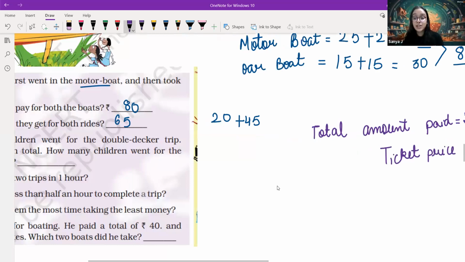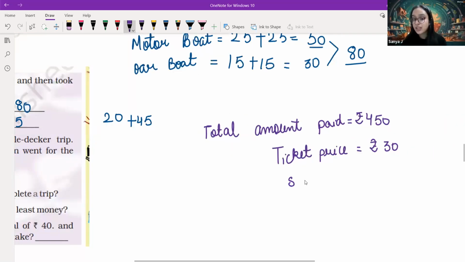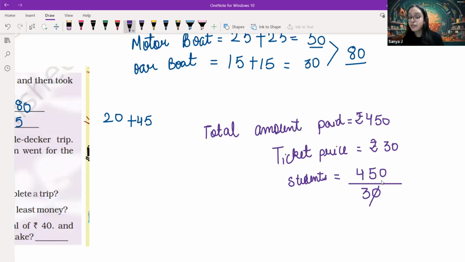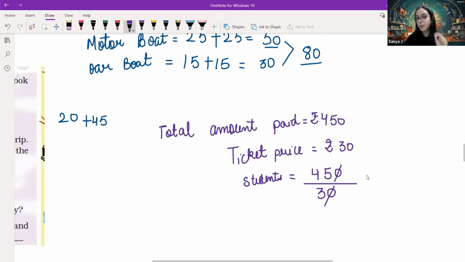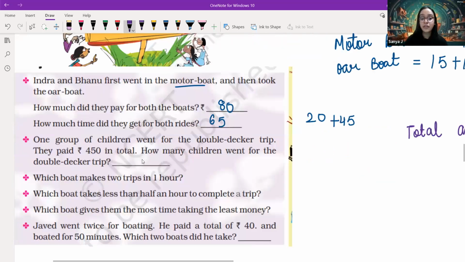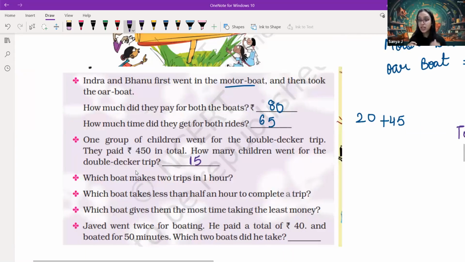So let's find the total number of students. For the total number of students, we will divide the total amount paid, that is 450, by the cost of one ticket price, that is 30 rupees. We will simplify it and we know that 45 divided by 3, the answer is 15. Okay, so from this we know that 15 students went for double-decker trip. Correct? Okay. Let's move on to the next question.